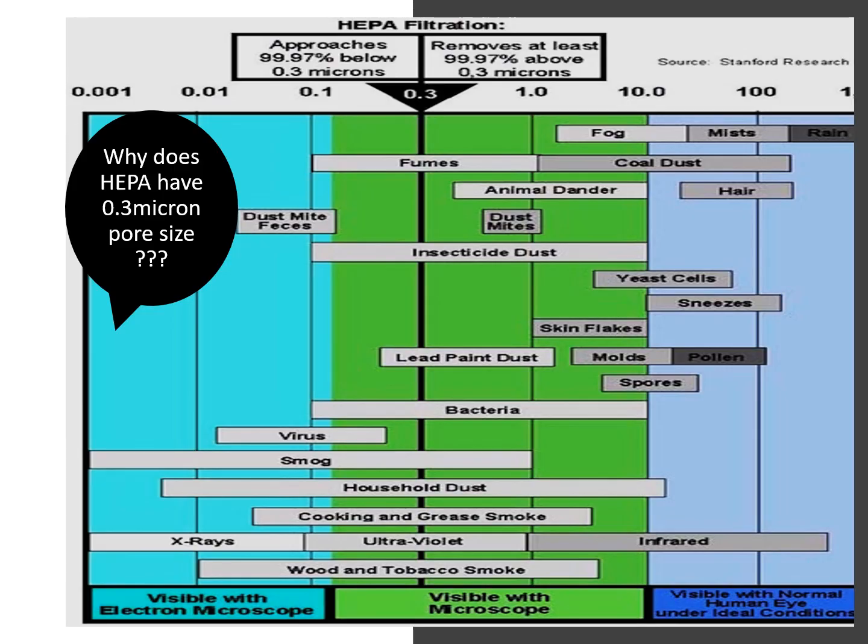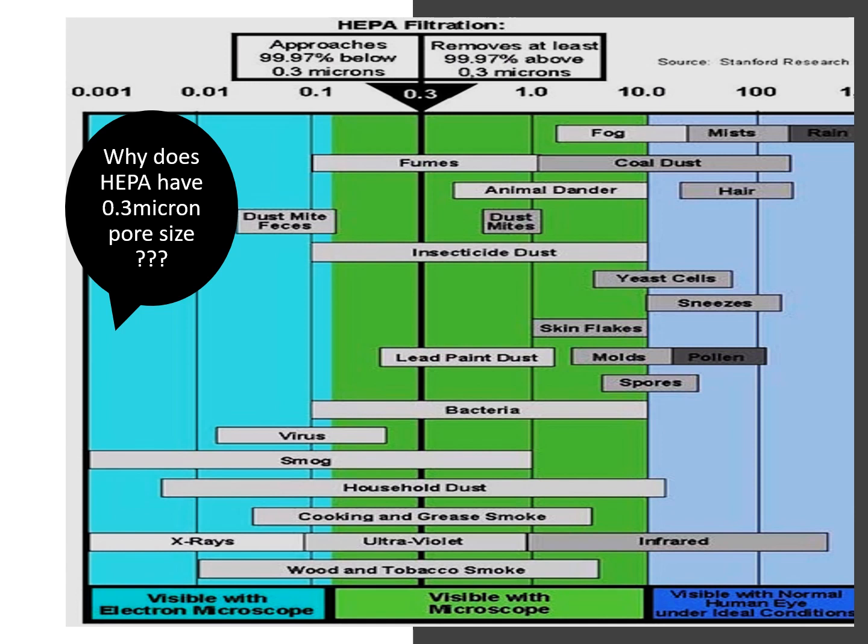A question must pop up in your minds: why are HEPA filters of 0.3 micron pore size and not lesser than this? As you can see in this picture, mostly bacterial or fungal spores, yeast cells, animal dander, hair and other particles lie within this range. Viral particles are usually smaller than 0.3 micrometer, but they travel on larger particles like dust particles or other particles which make their overall size bigger.